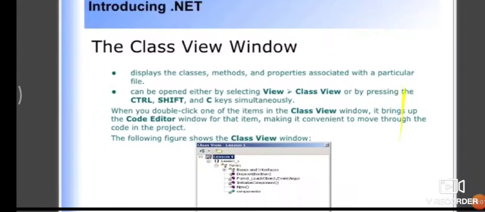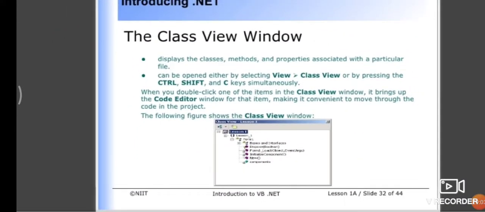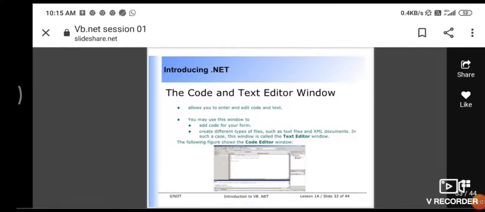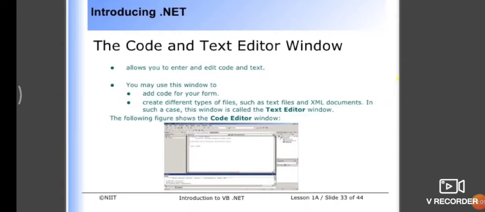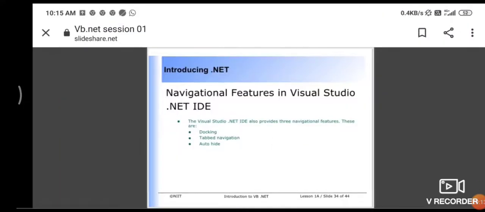Then we come to the class window. It displays the class methods and the properties associated with the particular file. Then the code and text window. Here you can execute or edit your code.